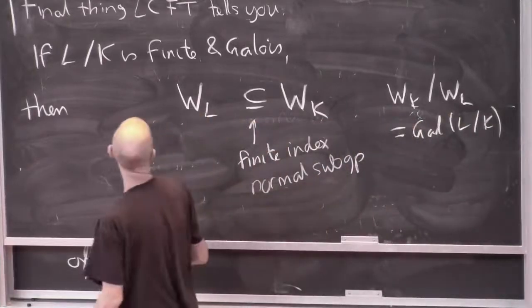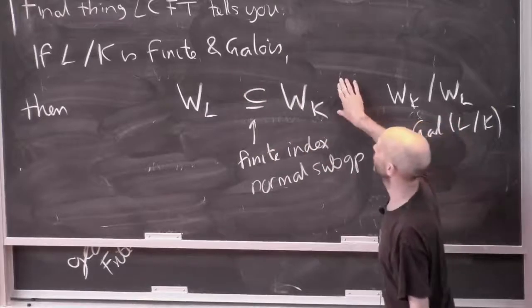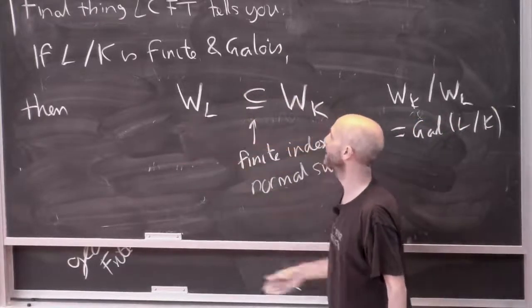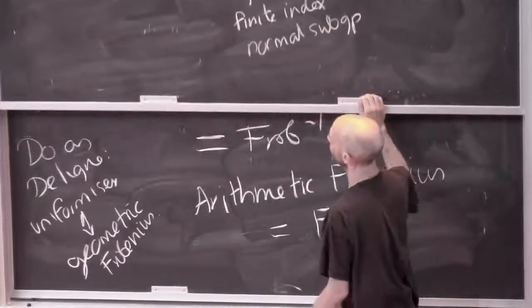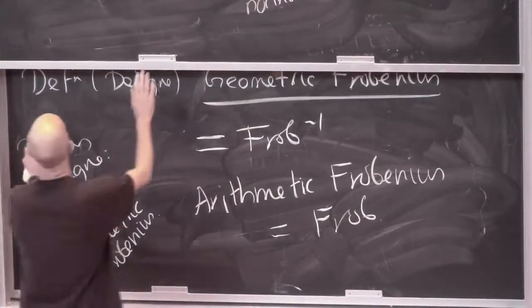But class field theory is telling you about the abelianization. I'm interested in K, but class field theory, because it works for all K, it tells you something about L as well. It tells you about the abelianization of WL, right? So let's look at the commutator subgroup of WL.